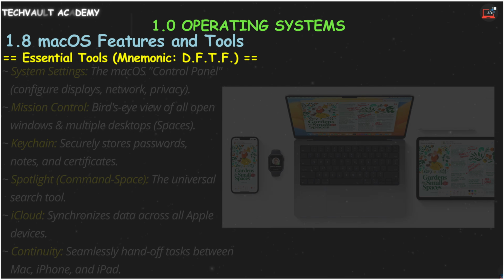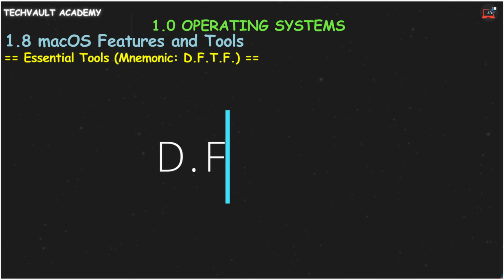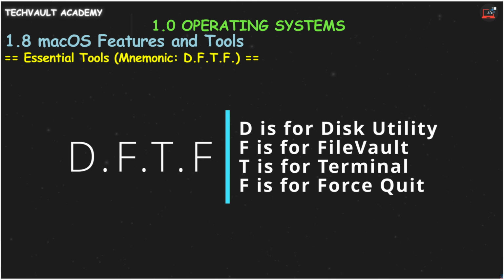Finally, let's cover four essential tools. Use the mnemonic DFTF. Dealing with failure takes focus. D is for Disk Utility, where you manage storage, format drives, and create partitions. F is for FileVault, the macOS equivalent of BitLocker, providing full disk encryption to protect your data if your Mac is stolen. T is for Terminal, the macOS command line interface. And the second F is for Force Quit. If an app freezes, press Command-Option-Escape to open the Force Quit menu and shut it down.